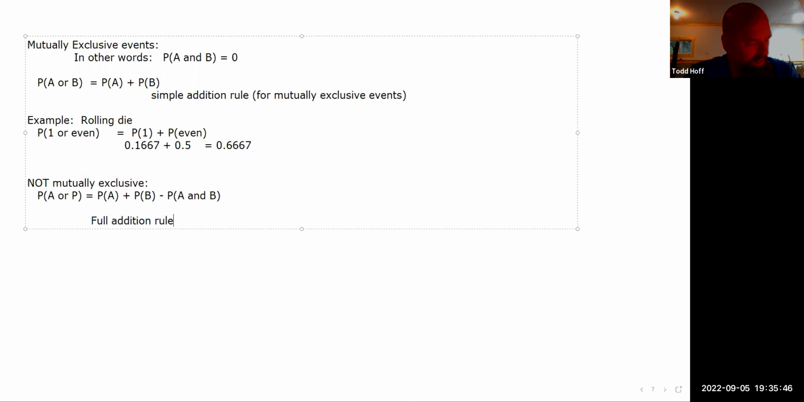So let's take a look a little bit more at some of our probability distributions.